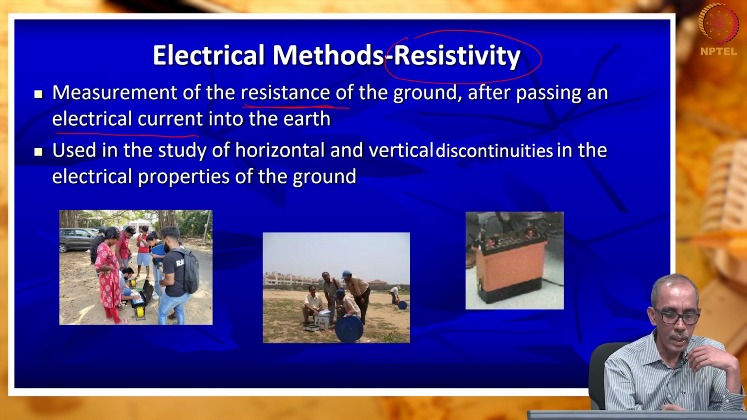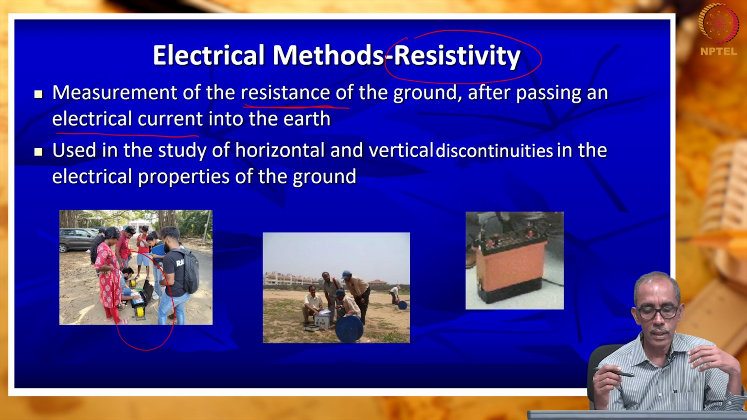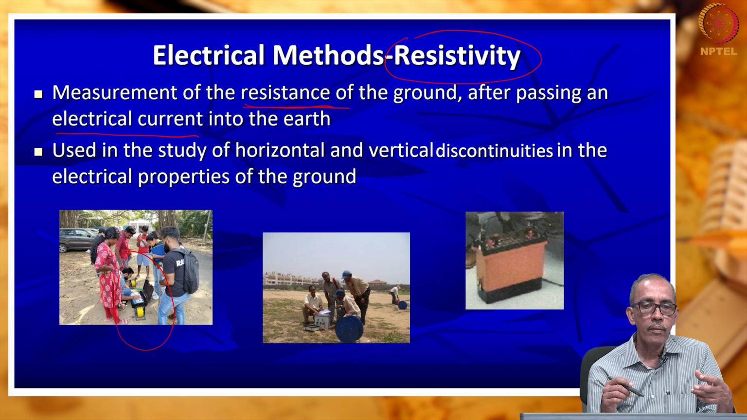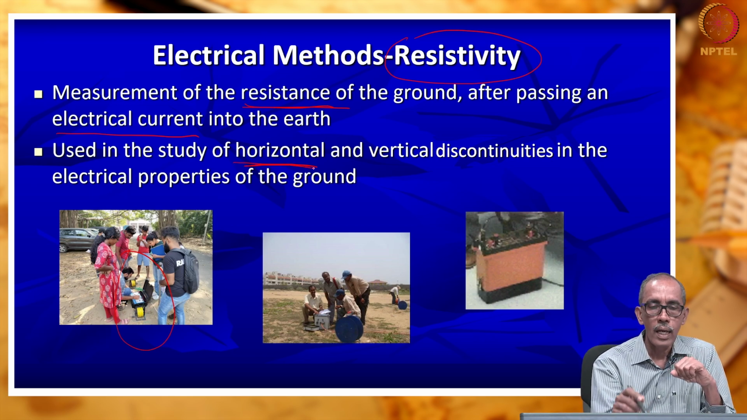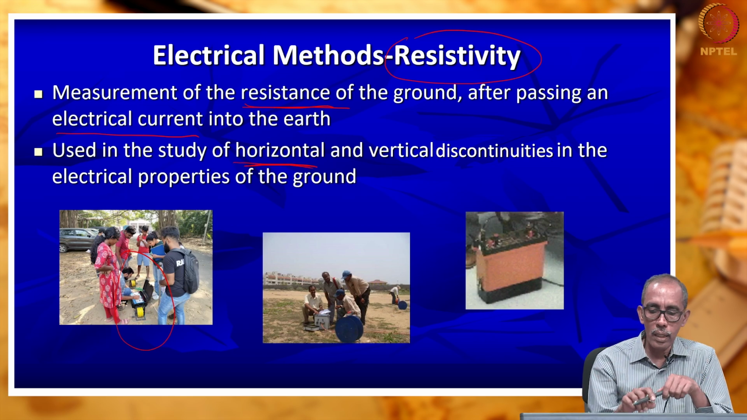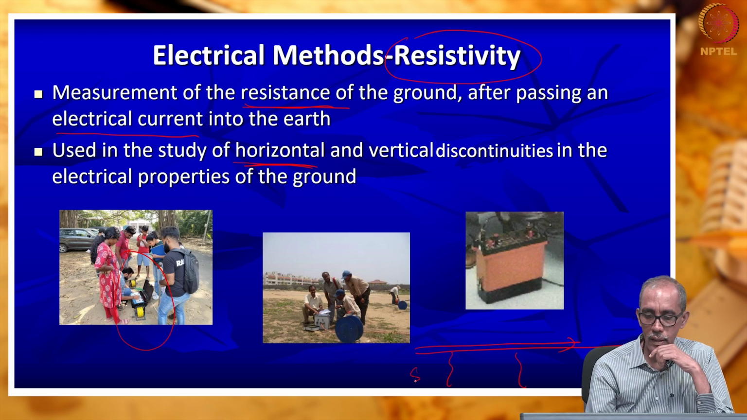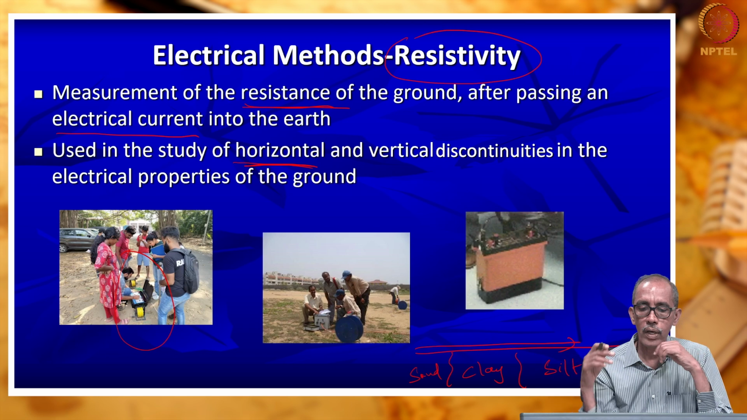So, here you can see we are investigating a site within the IIT campus. We are applying current into the earth and measuring the impact of the applied current. Why do we do this? Mainly to understand the difference in the rock types horizontally. That means, if you consider this as the surface of the earth, moving along this direction, how the lithological condition changes below the surface. Here we may have sand, here we may have clay, here we may have silt. So, laterally, what is the variation?